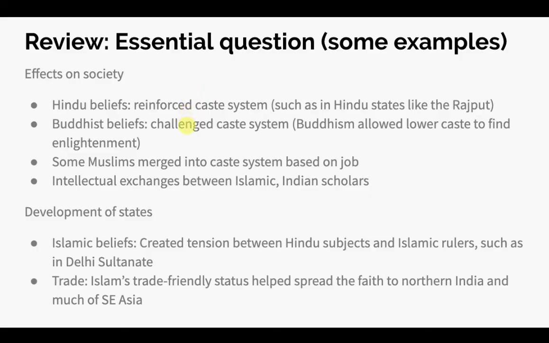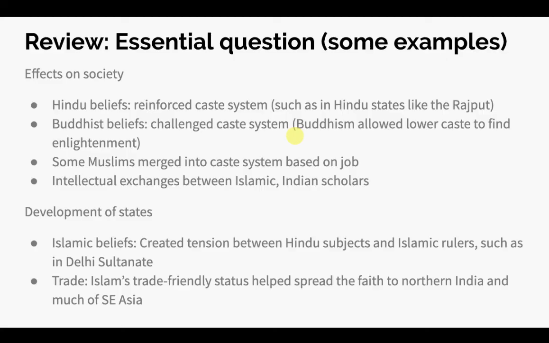Buddhist beliefs are going to challenge the caste system. The Buddha was a little bit against the caste system and believed that you didn't have to go through this cycle and work your way up the pyramid in order to achieve enlightenment. So his message was more appealing to lower caste. There were some Muslims who merged into the caste system based on their job. And another effect of the spread of Islam on society was those intellectual exchanges between Islamic and Indian scholars.